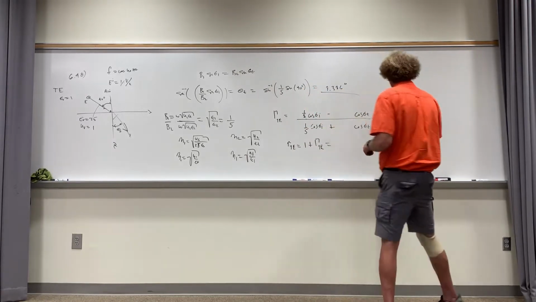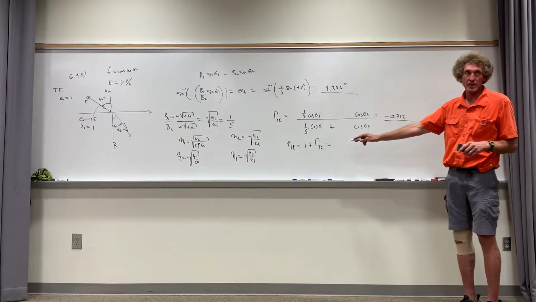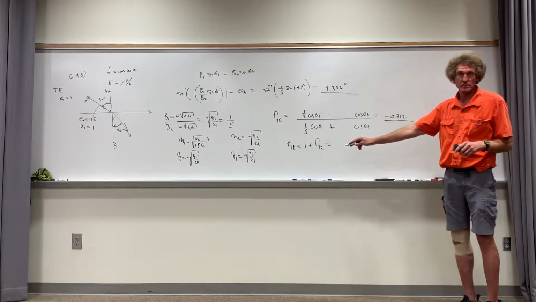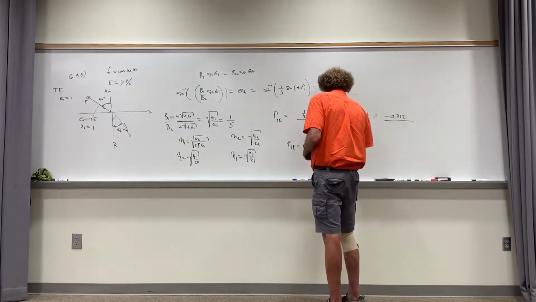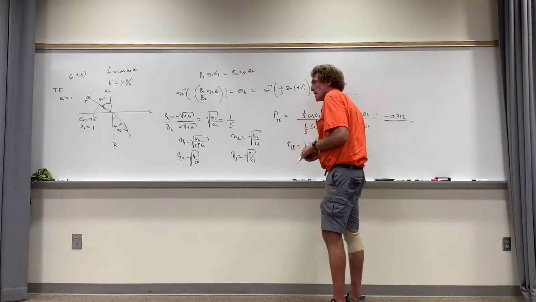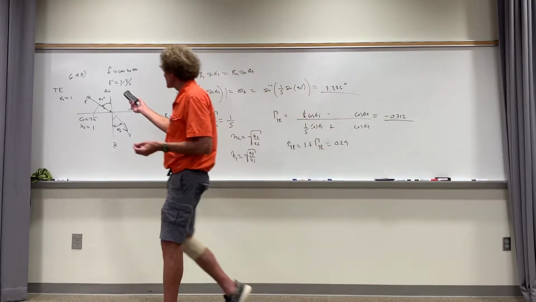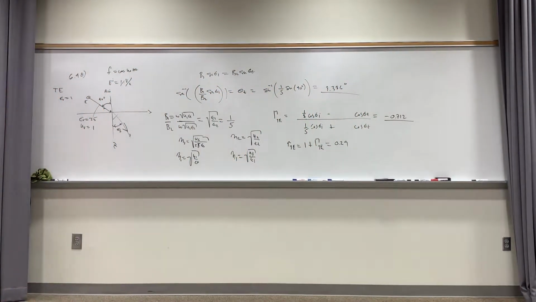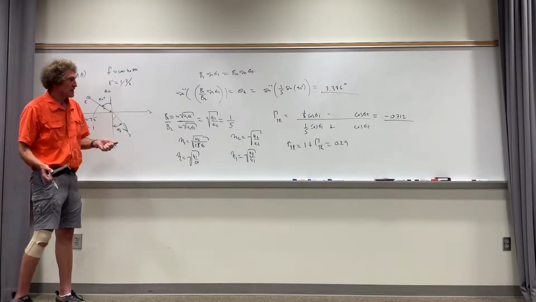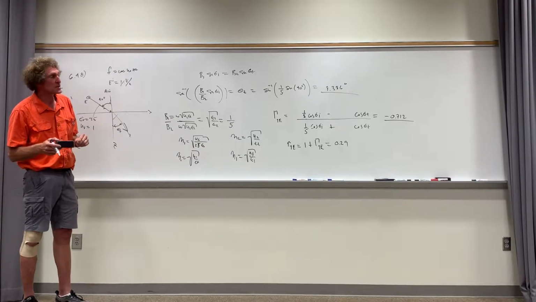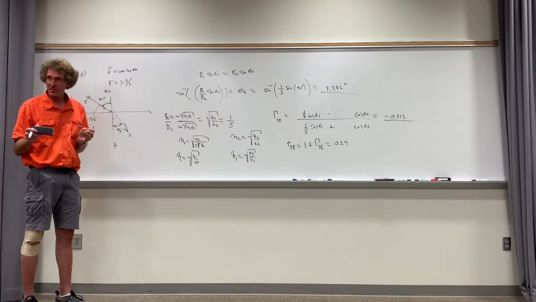Now, help me out here. Do you all get this right here? And what do you get for this? 0.29. All right, now with that, we have an incident field of 1 volt per meter. That means the transmitted field's magnitude is going to be the transmission coefficient 0.29 times 1, or 0.29 volts per meter. You all see this? The reflected field's magnitude is 0.712, but the sign is negative. You follow me on that one?